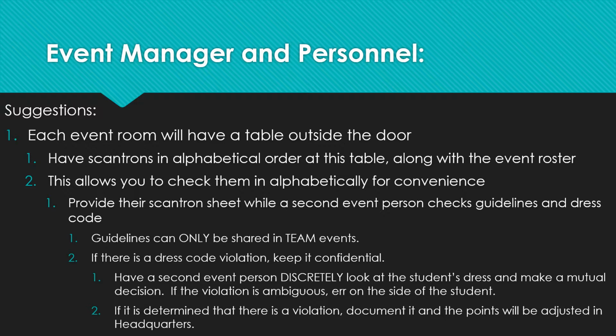If there's a dress code violation, keep it confidential. Have a second event person discreetly look at the student's dress and make a mutual decision. If the violation is ambiguous, err on the side of the student. If it is determined that there is a violation, document it and the points will be adjusted in headquarters. A reminder from the binder orientation video: we have a new master summary form this year, and these violations will be documented on that master summary form.